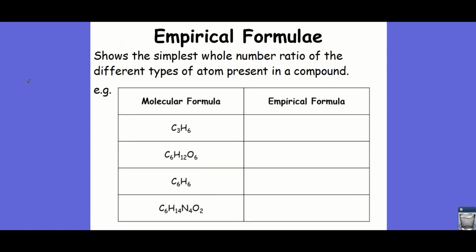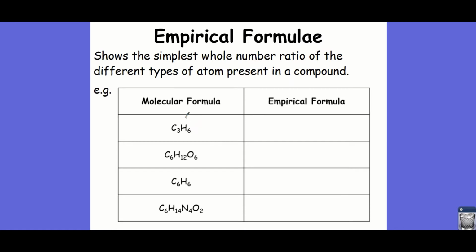So the reason this is so useful is we can analyse the products of that combustion reaction, and from that we can determine an empirical formula. And we're going to have a look at how to determine empirical formulas, but before we do that, let's have a think about what an empirical formula actually is. It is basically just a ratio of the different types of atoms present in a compound.